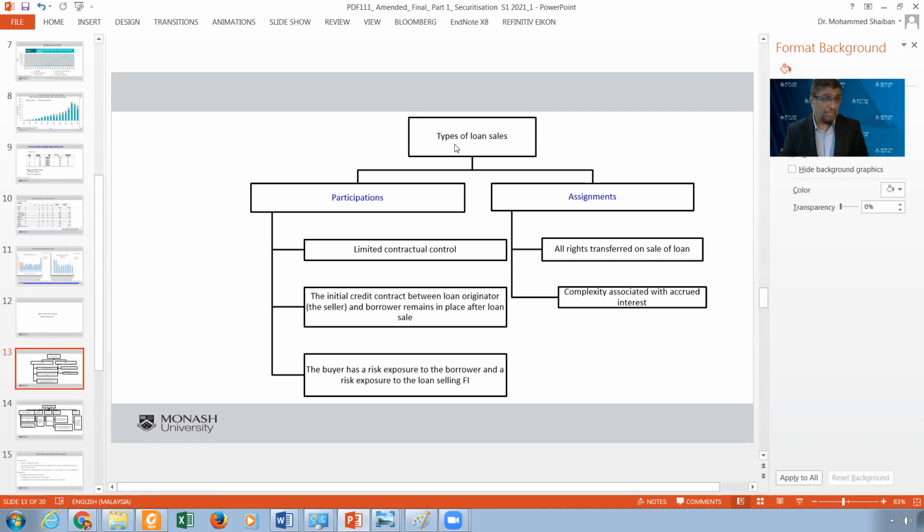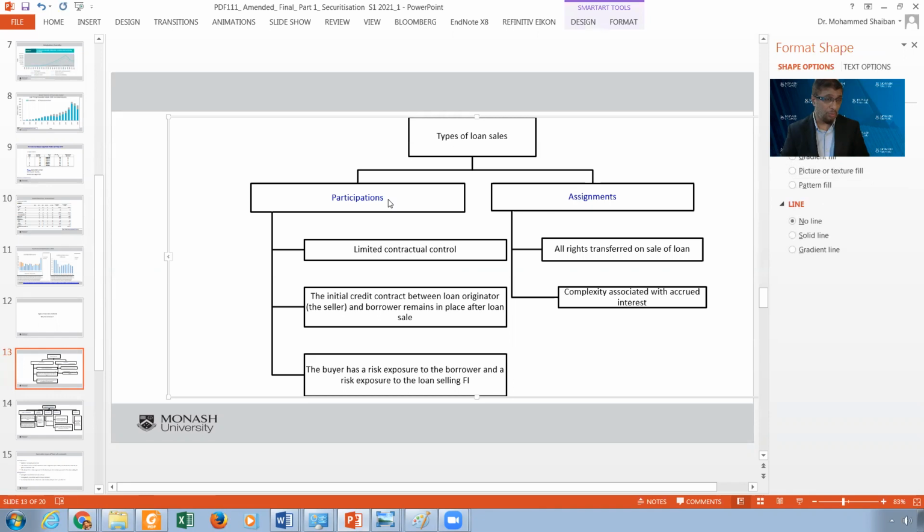Participation means this type of contract tells the buyer: buy the loan, and if there is any problem, give it back to me. If the borrower is not paying, I am still responsible for the credit risk. This is participation, or the other term we will talk about, selling with recourse. Selling with recourse means the credit risk is still the responsibility of the originator.